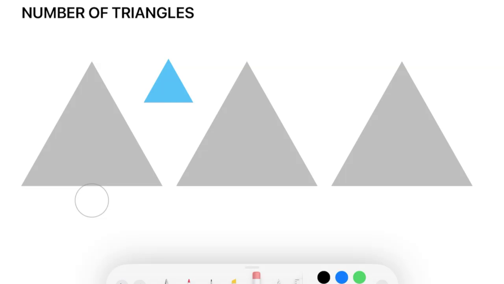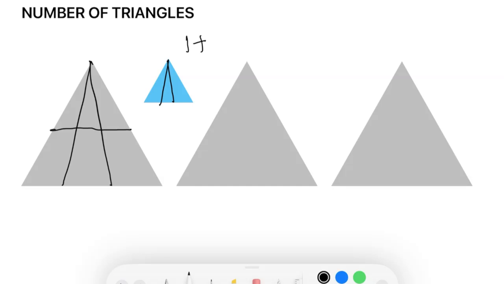Okay, so how do we combine the vertical and horizontal lines? Let me draw 1 and 2. These are your vertical lines. This is your one horizontal line. So what we can see in the smaller triangle, if you remember the earlier figure, is nothing but 1 plus 2 plus 3 kind of a situation.